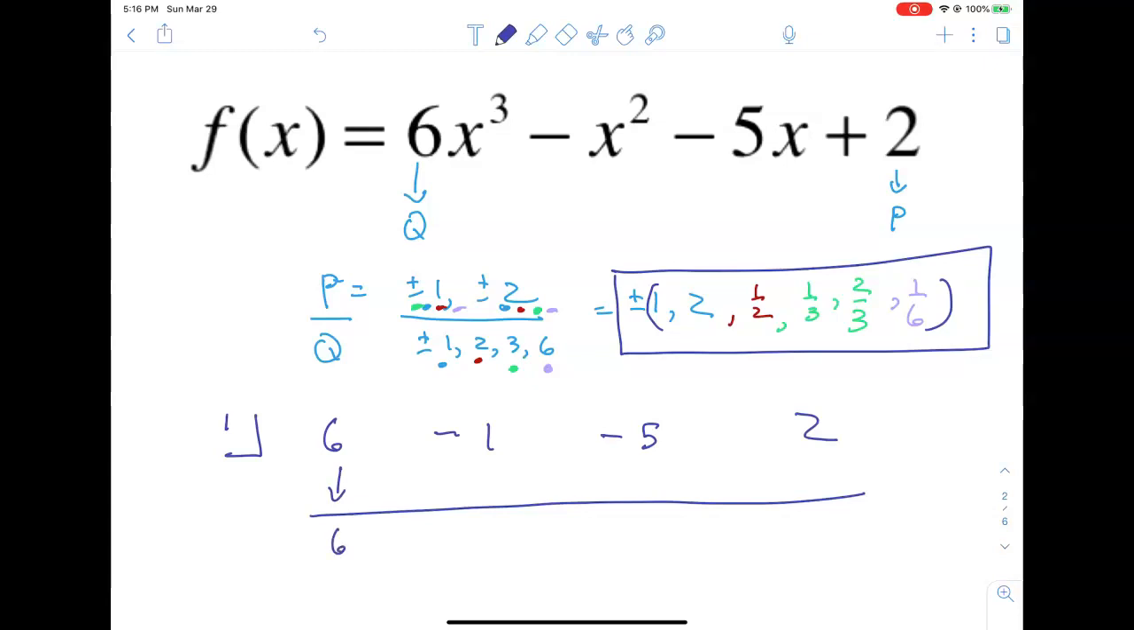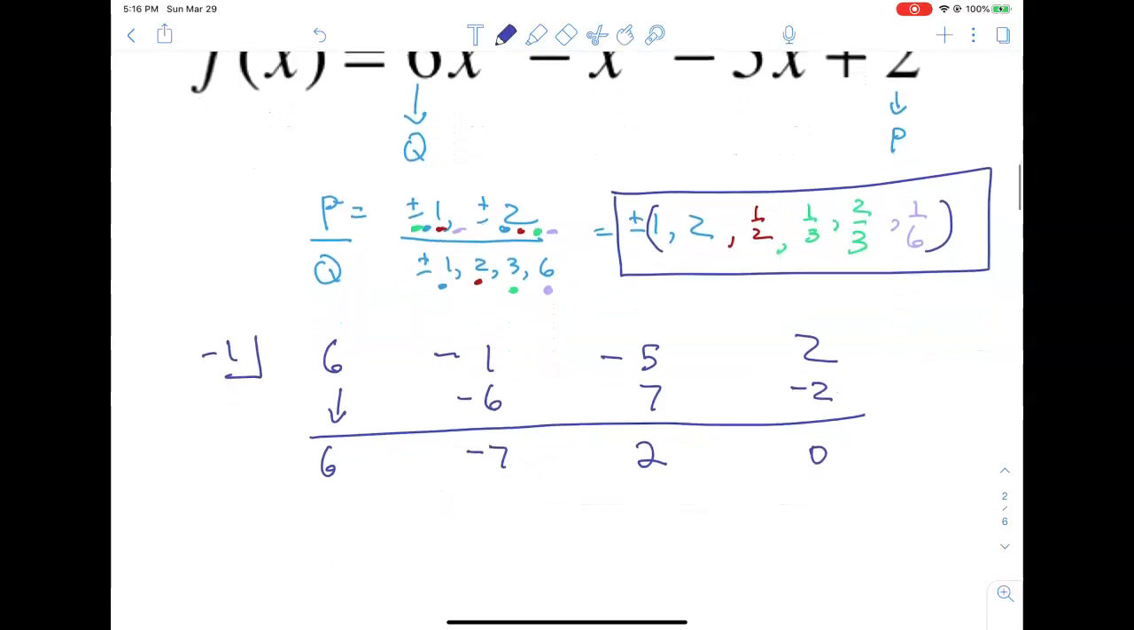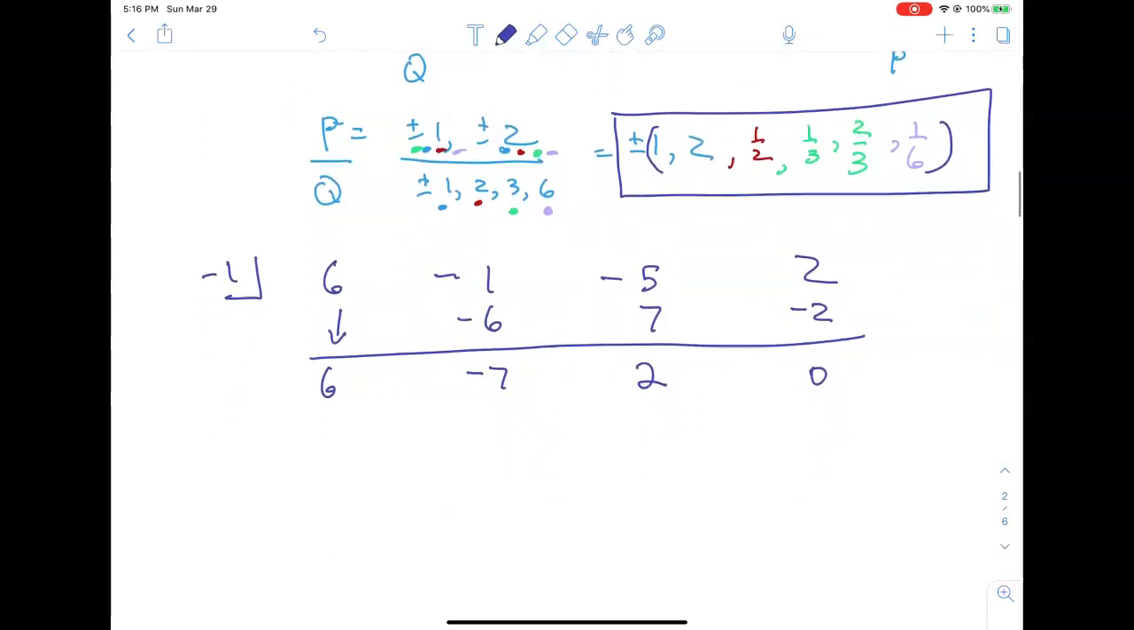All right, bring down the 6. 1 times 6, add these. 1 times 5, add these. 0. Oh, but this is 0. 1 times 0 is 0, plus 2. Nah, it didn't work. That happens. Let's try -1. See if that works. All right, bring down the 6, multiply, and add. Multiply. Oh, I think this is going to work. 2, -2, and 0. All right, so -1 worked.